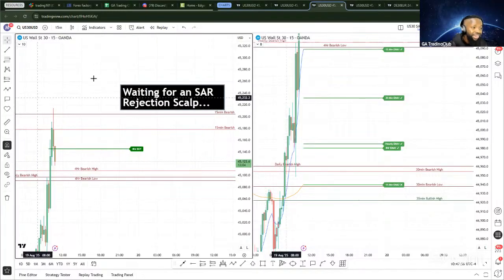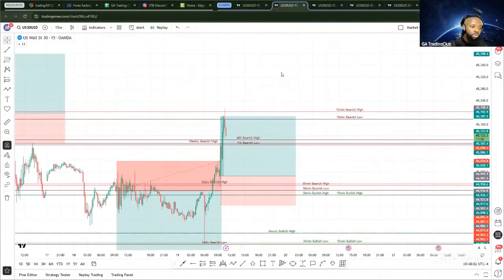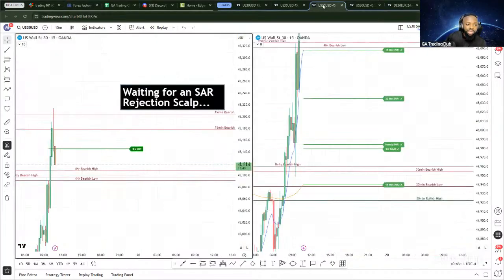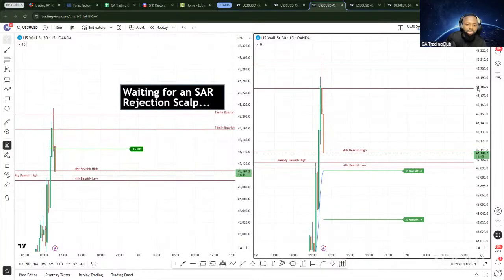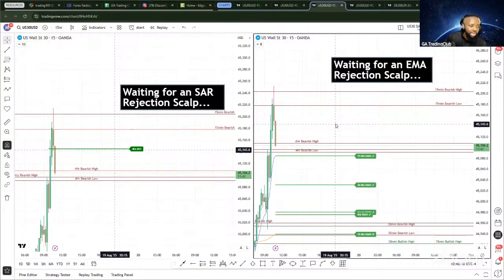Other than that, today at least we had a win, depending on if you took the market open entry. That one was a win as well. So depending on what trade you took, whether it's a market open entry or the SAR rejection scalp, and I'm happy the market is behaving again with the rejection scalps. But I really don't see any other opportunity that might present itself.